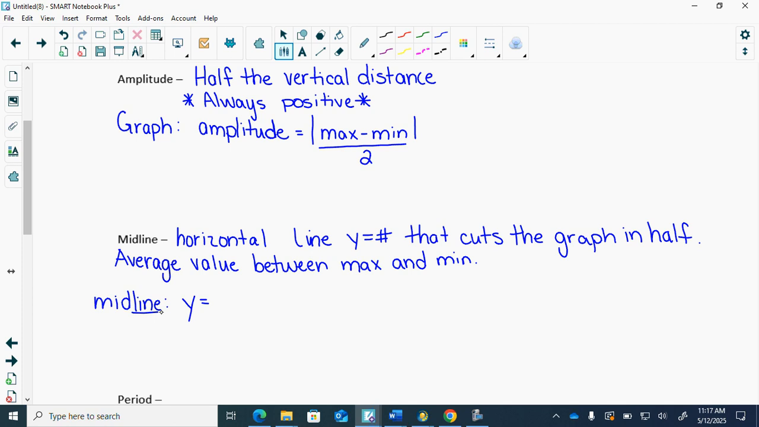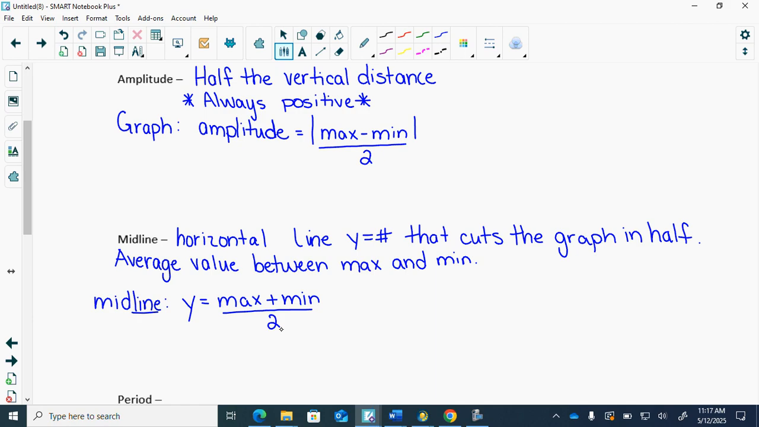So midline is a line, and all you do is you add your highest to your lowest and divide by 2, right? If I wanted the average score of 2 tests, I'd add them up and divide by 2. I want the average line between my min and my max, I'll add them up and divide by 2. And this can be negative, so there is no absolute value. And the key thing you have to remember is it's y equals. It's a horizontal line. Make sure you're writing this down, Brady. Y equals. Okay? Key thing has to be in y equals.